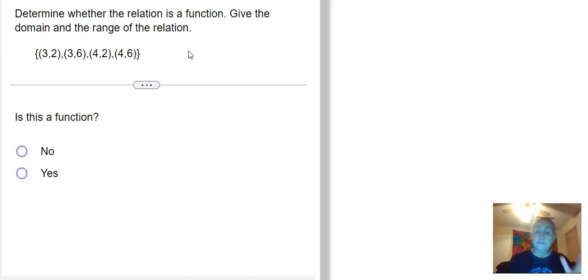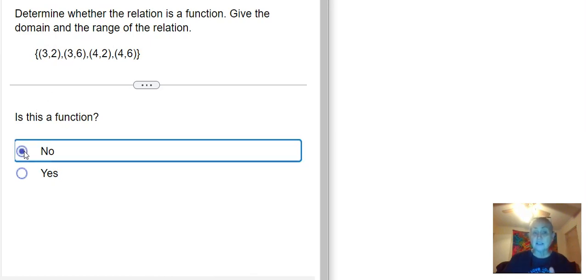Now, if this is a function, each X, remember ordered pairs are X, Y, each X can have only one Y. So for the X of 3, also called the input of 3, it can only have one output. So we have 3 with an output of 2, and then we have 3 with an output of 6. So this is not a function.